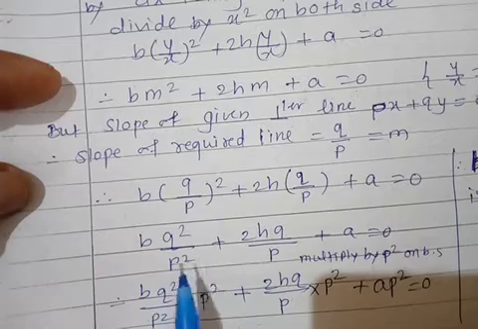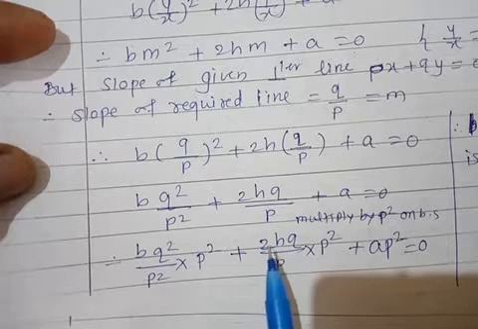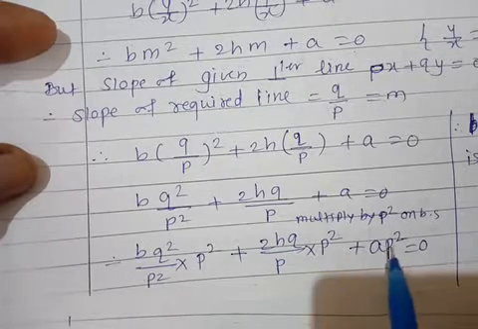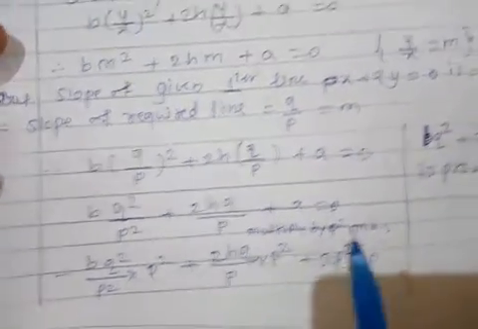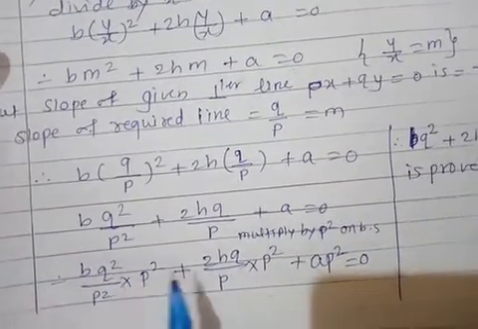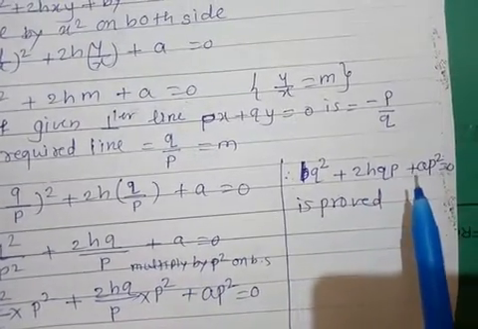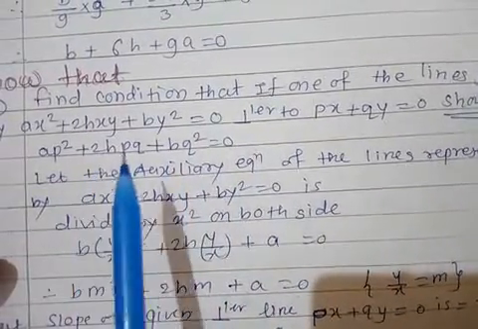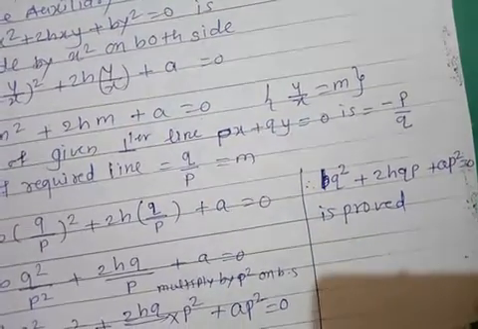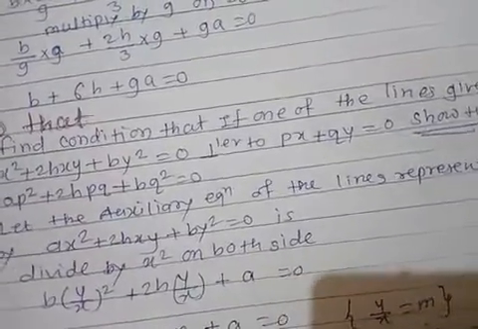P square is in the denominator, so multiply by p square on both sides: b q square by p square into p square plus 2h q by p into p square plus a p square. P square gets cancelled, one p gets cancelled, and you will get bq square plus 2h pq plus ap square, and this is proved. You have to show that ap square plus twice h pq plus bq square. We have the answer; that means the answer is given in the question. That is the show-that question.